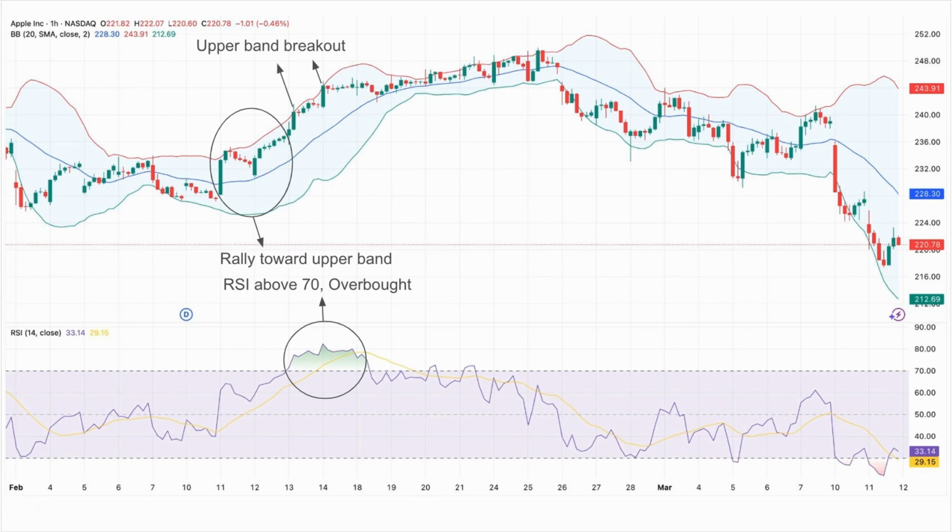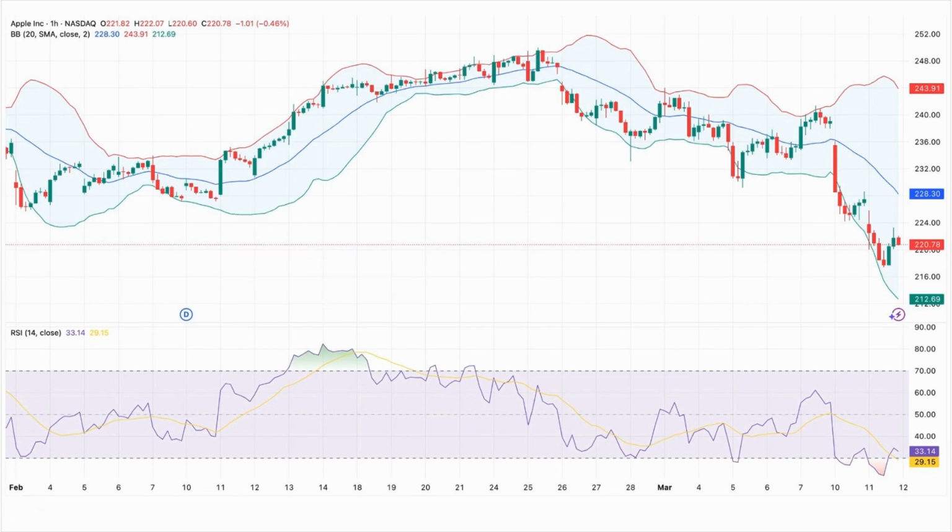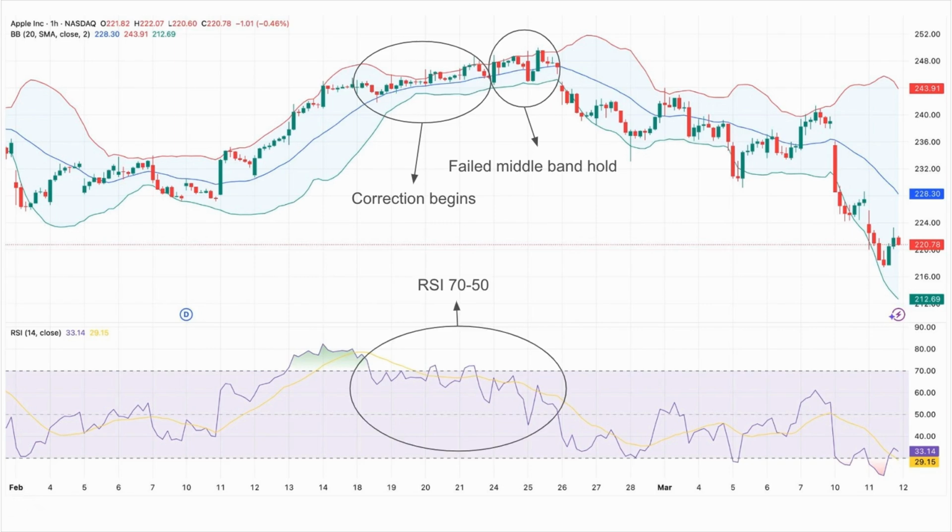As expected, after reaching an overbought level, we see AAPL entered a corrective phase. From February 18th, the price started pulling back toward the middle band. During February 24th and 25th, it struggled to hold above the middle band, showing weakness. RSI declined from 70 to 50, indicating loss of momentum. This confirms that bullish strength is weakening.